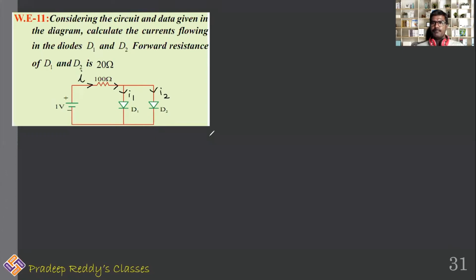It is I2. There is some forward resistance for diodes D1 and D2. It is 20 ohm, because the two diodes which are provided here are not ideal. They have some forward resistance. As there is some forward resistance, this diode acts as a resistor in the circuit. Therefore, I can simply redraw the circuit like this. I'm just redrawing the circuit in this way.